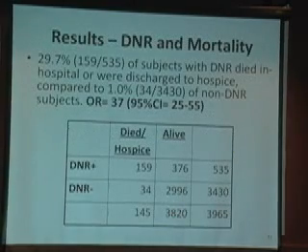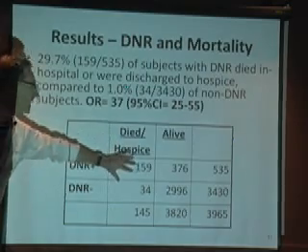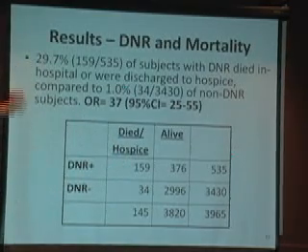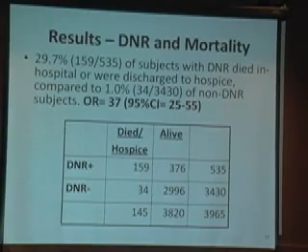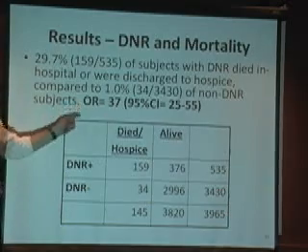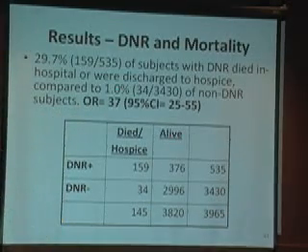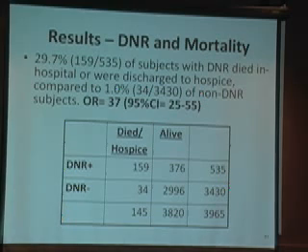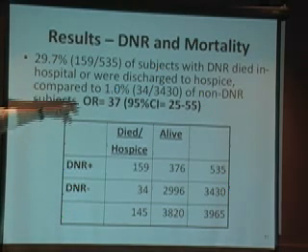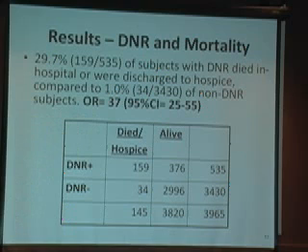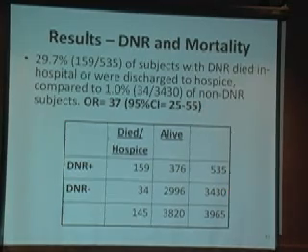So 29% of the 535 subjects with DNR died or were discharged to hospice, compared to only 1% of the no DNR patients. So, if you want to walk out of the hospital, don't get DNR, because chances are you're going to do okay. Or try to avoid it. That's an odds ratio of 37. Okay, not often you see odds ratios of that magnitude. So obviously a big association between DNR and poor outcome.